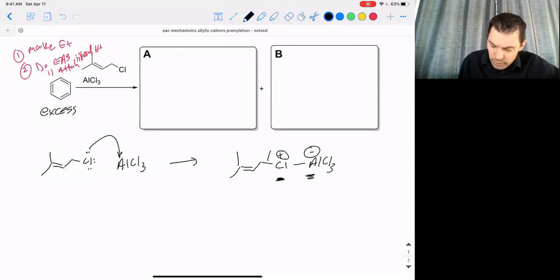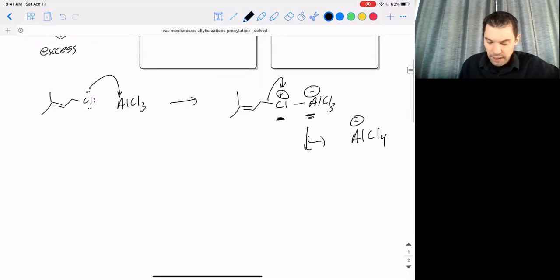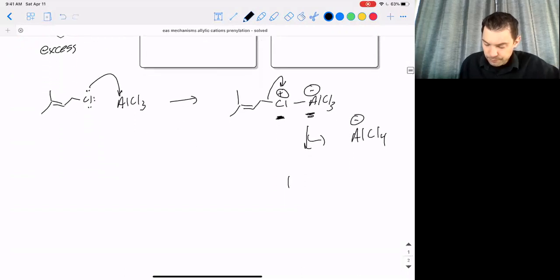All right, now what we're going to do is break this off, and we're going to give chlorine the electrons, and that's then going to kick out AlCl4 minus as a good leaving group. And if we're kicking off a negatively charged group, that means that we're going to have a cationic group. And the prenyl cation would be one of those.